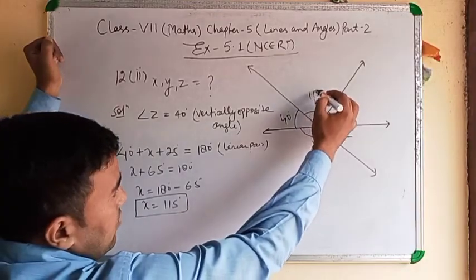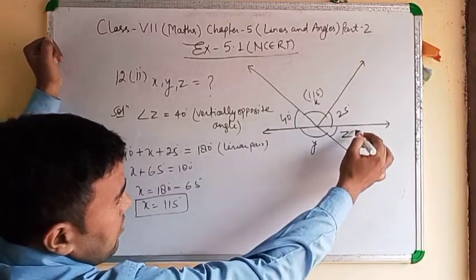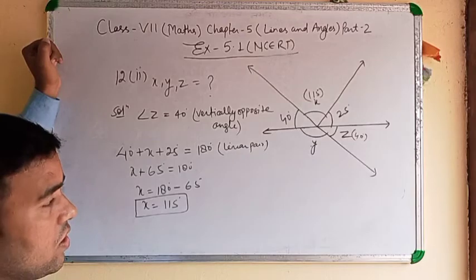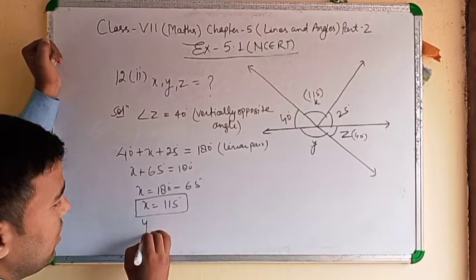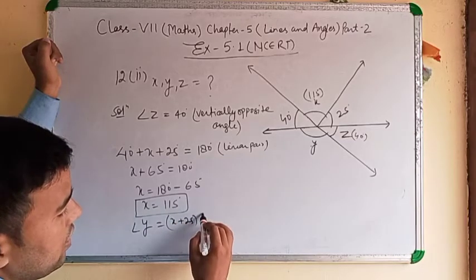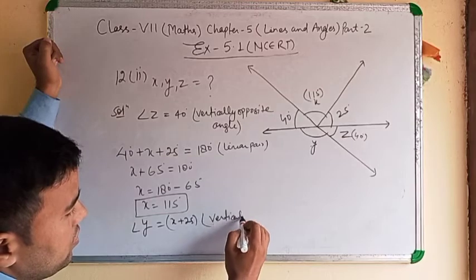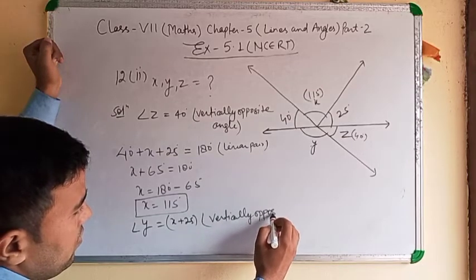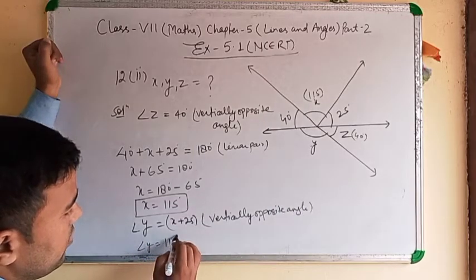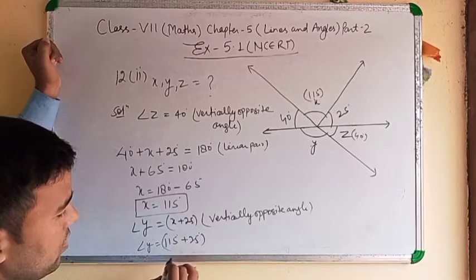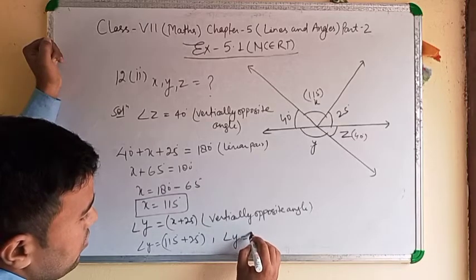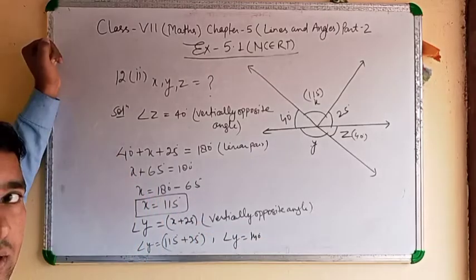After that, find the value of y. x equal to 115 is coming, z equal to 40 is coming. Clear? y equal to x plus 25. It is vertically opposite, which means angle y equal to x plus 25 degrees. Both are vertically opposite angles. Clear? This means angle y equal to 115 plus 25 equal to 140 degrees. Clear?